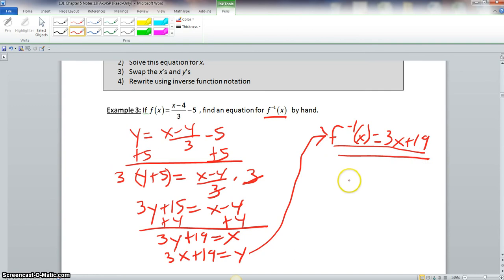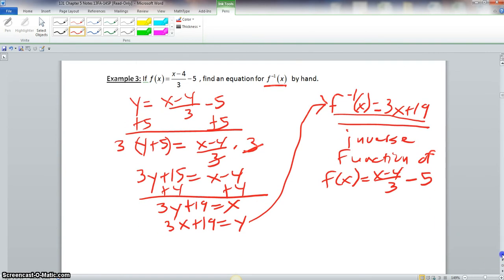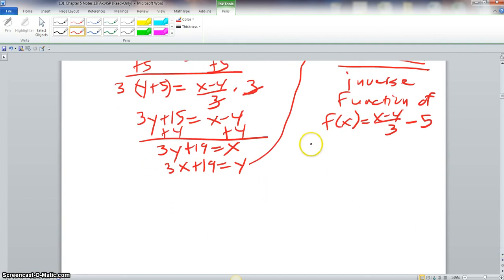And you could write something like this. You could say the inverse function of f of x is equal to (x minus 4) over 3, minus 5. This is just a reminder. You don't have to write this additional part, but this is actually the final answer here.